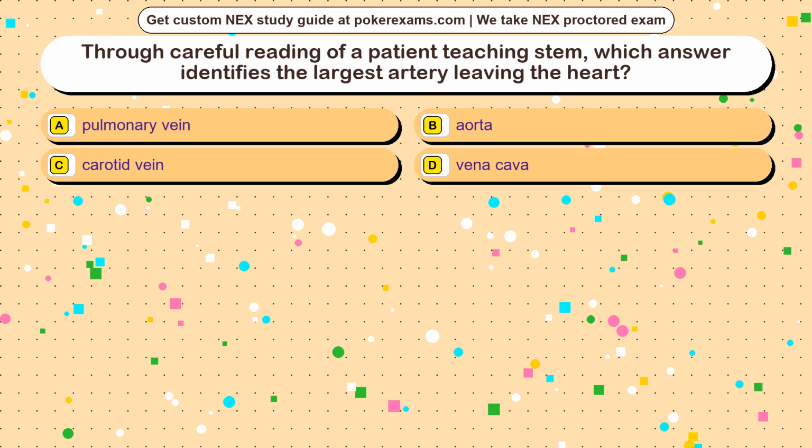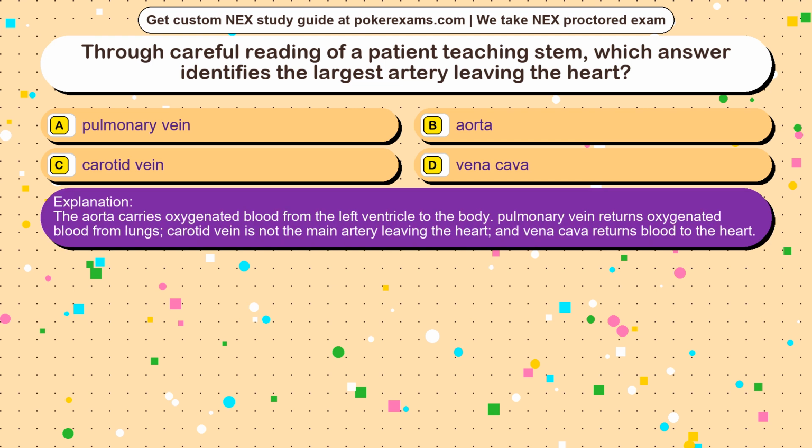The correct answer is option. The aorta carries oxygenated blood from the left ventricle to the body. Pulmonary vein returns oxygenated blood from the lungs, carotid vein is not the main artery leaving the heart, and vena cava returns blood to the heart.